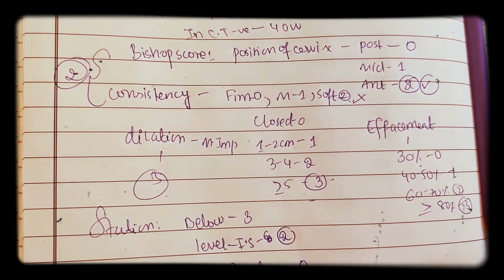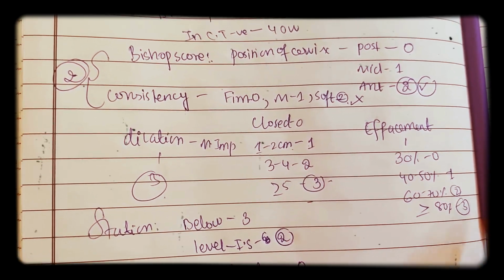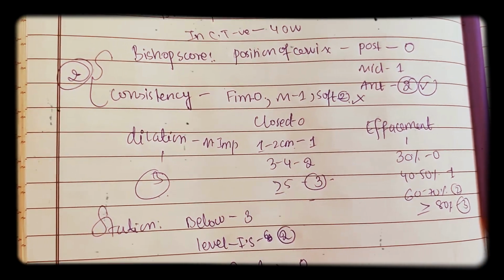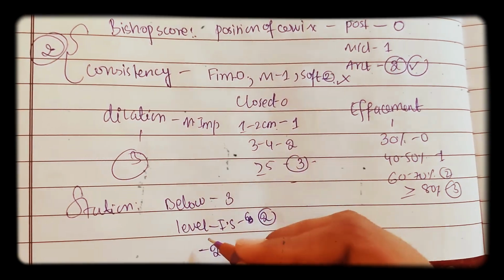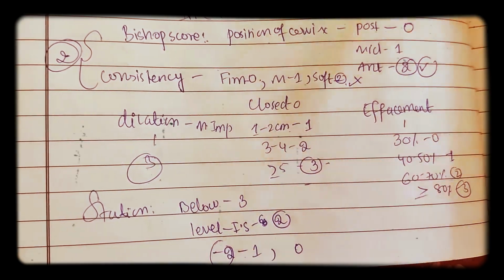If at the level of ischial spine, the score is 2. Like you can see, even for -1, the score is 2. But if the head is at -2 station, the score is 1. -2 station, score is 1. If the head is above that, then just give 0.